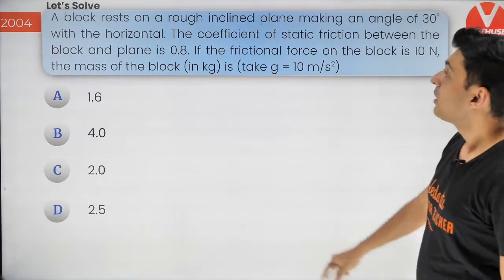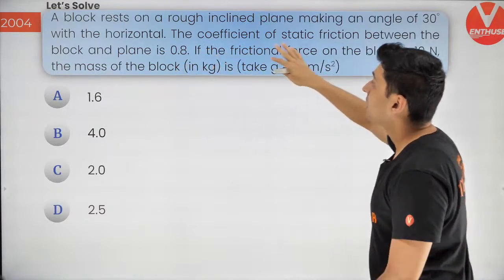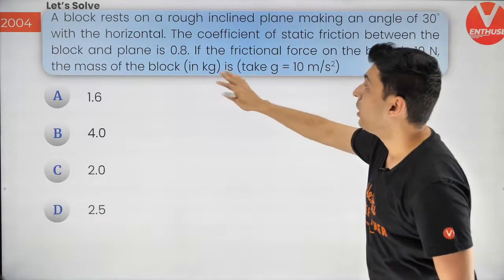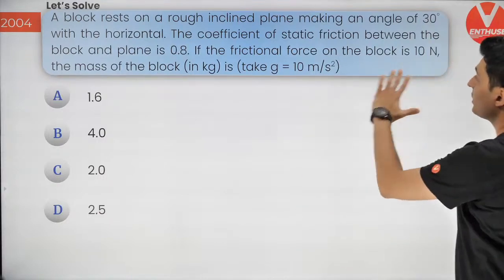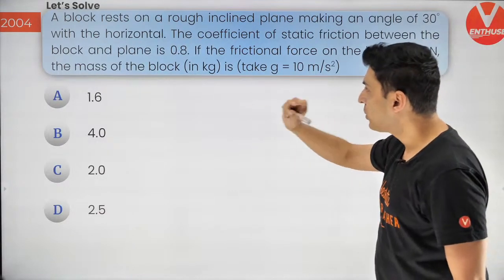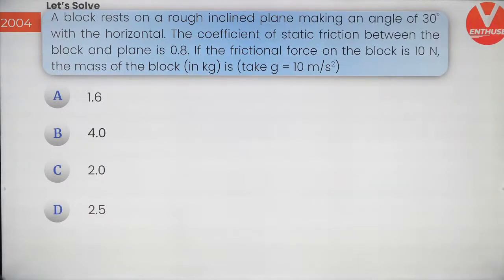2004 question. A block rests on a rough surface, making an angle of 30. The coefficient of friction between the block and the plane is 0.8. Friction force on the block is 10 Newton. What is the mass of the block? Let's see how many of you do this.